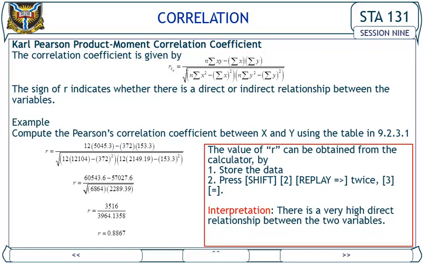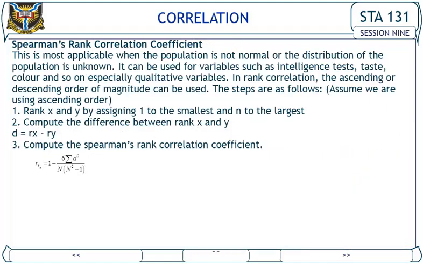0.8867. The value of R can be obtained from the calculator by: 1. Store the data. 2. Press shift, 2. Replay twice, 3 is equal to. Interpretation: there is a very high direct relationship between the two variables.